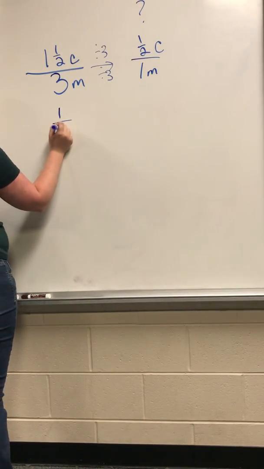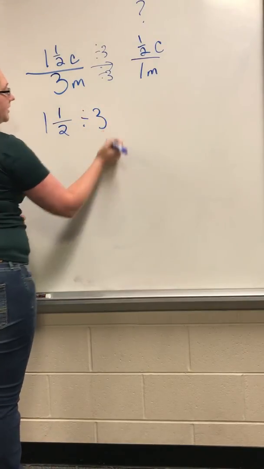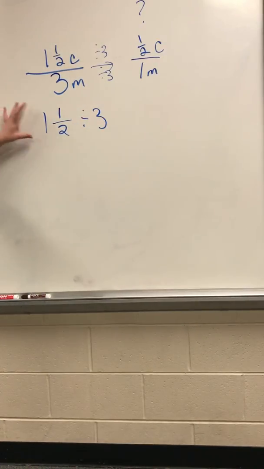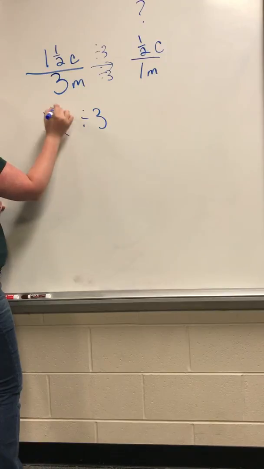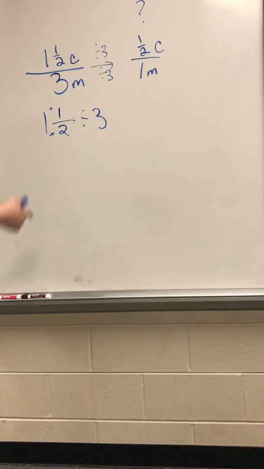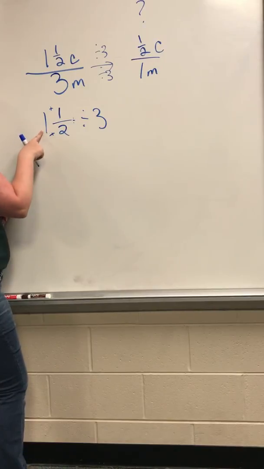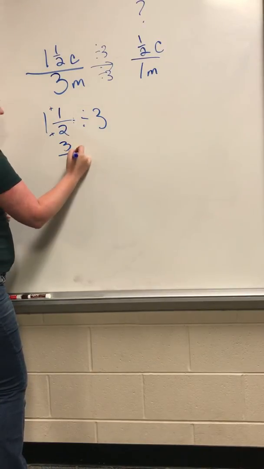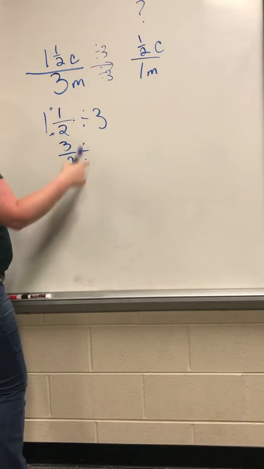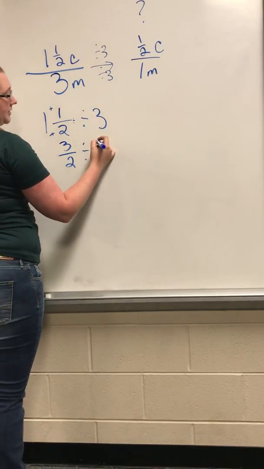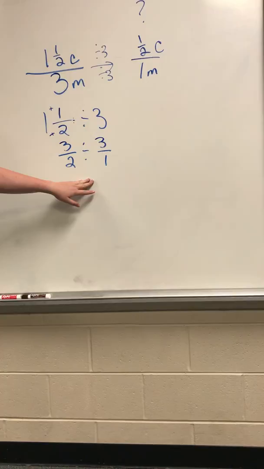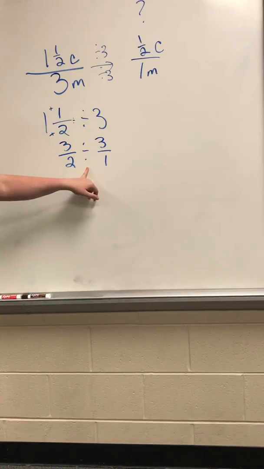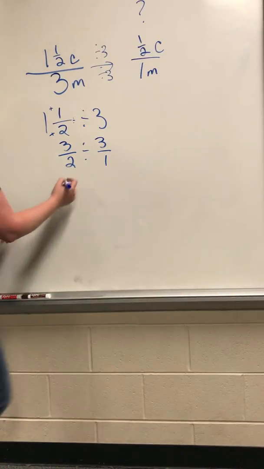1 1/2 divided by 3. The first thing that we're going to do is take our mixed number and convert it to an improper fraction. 2 times 1 plus 1 divided by 2, because we multiply, then we add, then we divide. 2 times 1 is 2, plus 1 is 3. 3 divided by 2. Divided by, that whole number 3 needs to become a fraction with 1 as a denominator. We cannot divide two fractions like this, so we need to keep the first value, change the division to multiplication, and take the reciprocal of 3 over 1, which is 1/3.